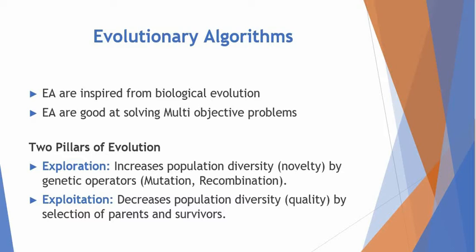There are two pillars of evolution: exploration and exploitation. Exploration increases the population diversity by genetic operators, mutation, and recombination, whereas exploitation decreases population diversity by selection of parents and survivors.